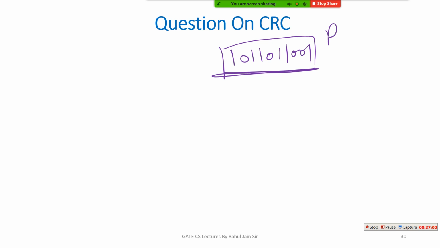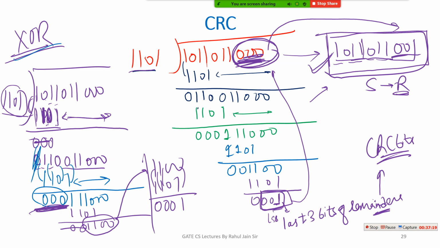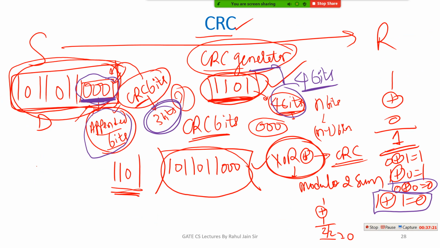So I just need again 1011011001. I will again divide it with the CRC generator. What is my CRC generator, guys? My CRC generator is 1101. Both the sender and the receiver have knowledge of what the CRC generator is. So again, the data received by the receiver will get an XOR operation with the CRC generator, that is 1101.